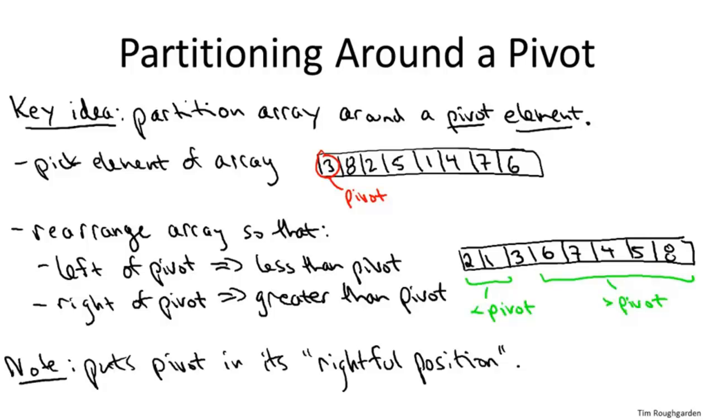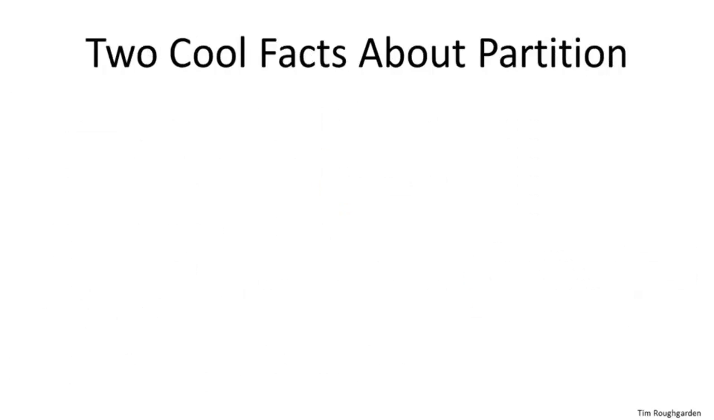So more generally, where should the pivot be in the final sorted version? Well, it should be to the right of everything less than it. It should be to the left of everything bigger than it. And that's exactly what partitioning does by definition.